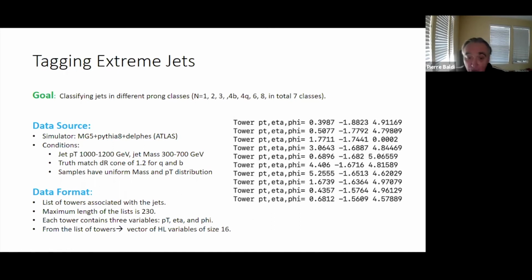And one approach is to convert this into high-level variables. So we can convert this into a vector of 16 high-level variables. We can combine it with the mass. So you could have a deep network that takes these 16 inputs plus the mass plus whatever else you want and try to do the classification into the prong classes. Or you can apply a different architecture, a recurrent architecture, or you can try to use transformers on this data, right?